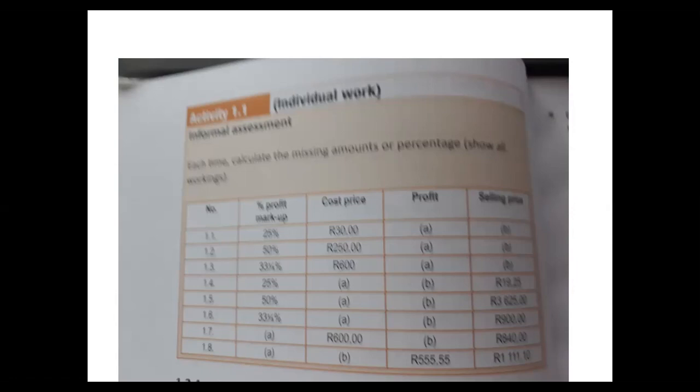And then for the profit amount, you take the selling price minus the cost price of 600. So then your profit amount is 199 Rand and 80 cents.